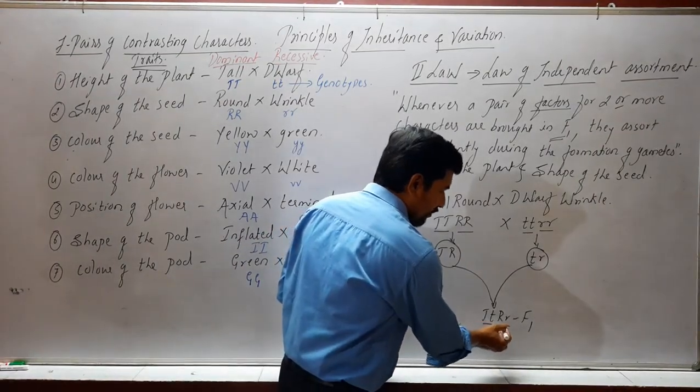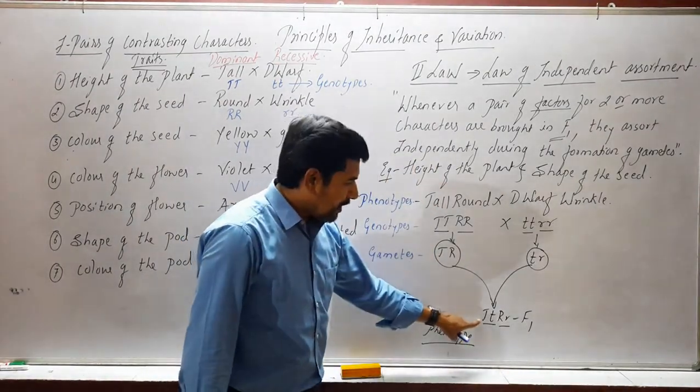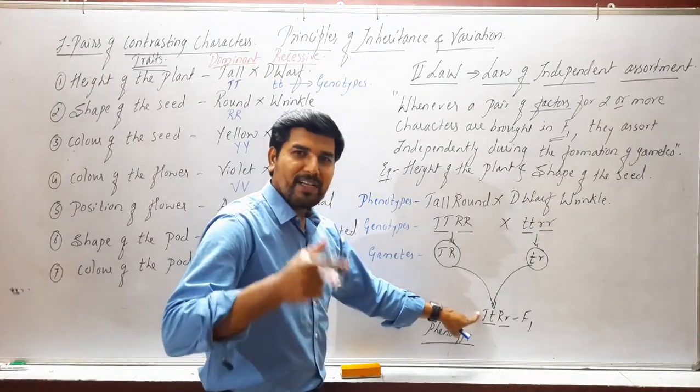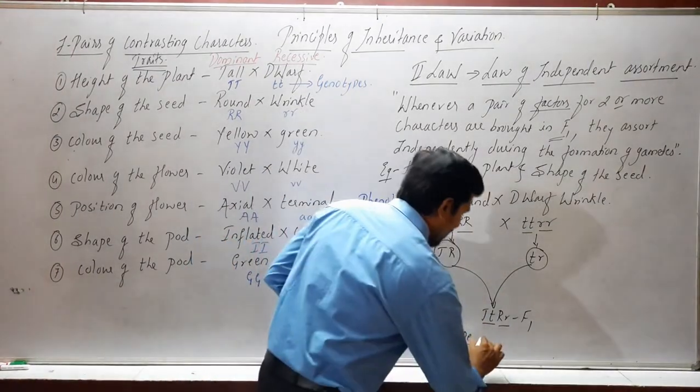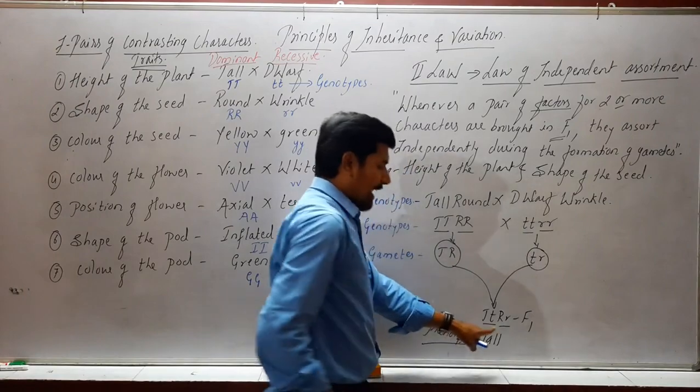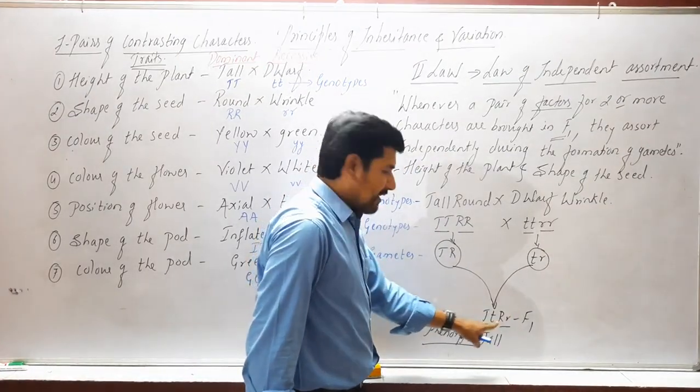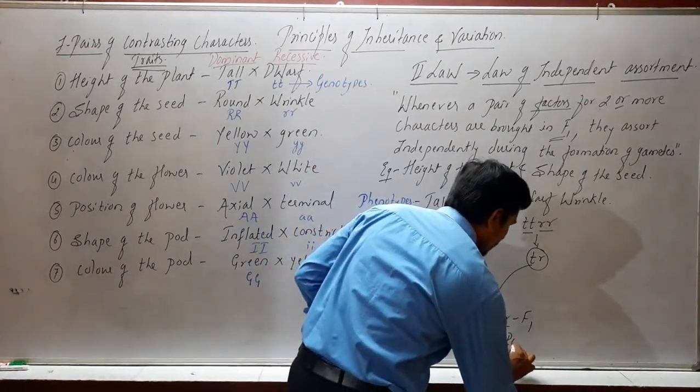Look at this pair of genes. Capital T, small t. Capital T is dominant. Then what is the height of the plant? The height of the plant is tall. Capital R is dominant over small r. Then the shape of the seed is round.